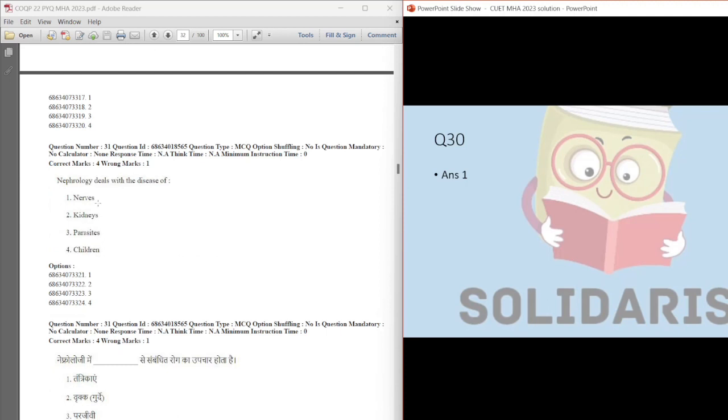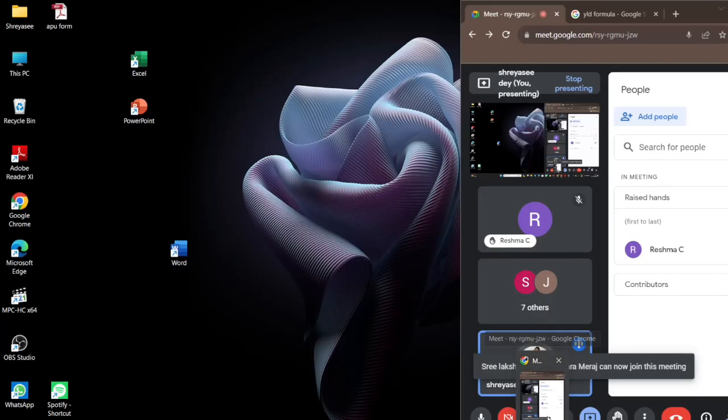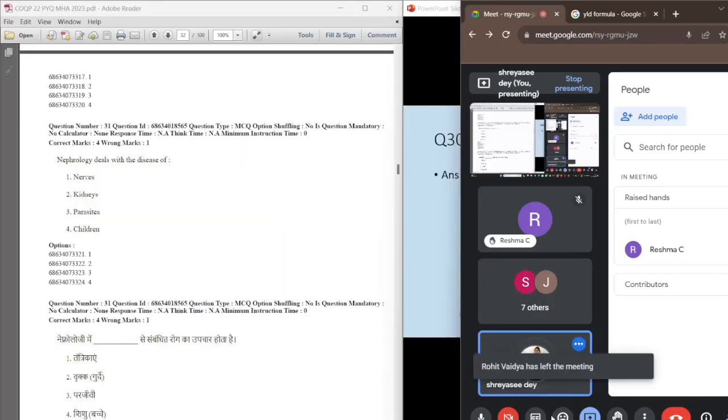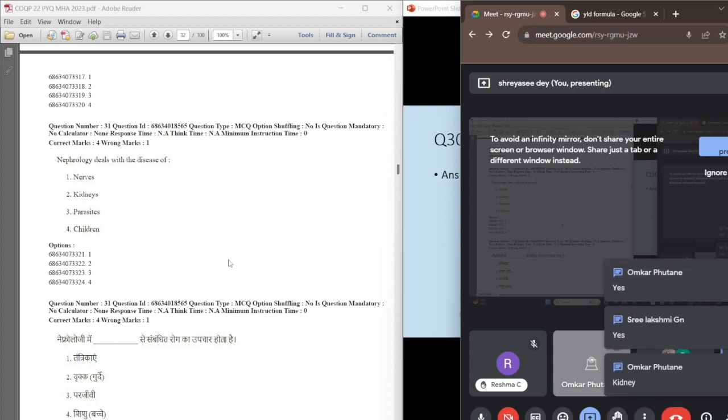The next question is, nephrology deals with the disease of. Anyone who is not from a medical background, you had biology in the 10th standard, right? I can't just keep teaching like this if you don't tell me. Okay, yeah, kidney disease, right? So you all know. The nephrons are the units of the kidney. You can write in chat also. I'm reading it. Yeah, right. So that's an easy one, I guess.